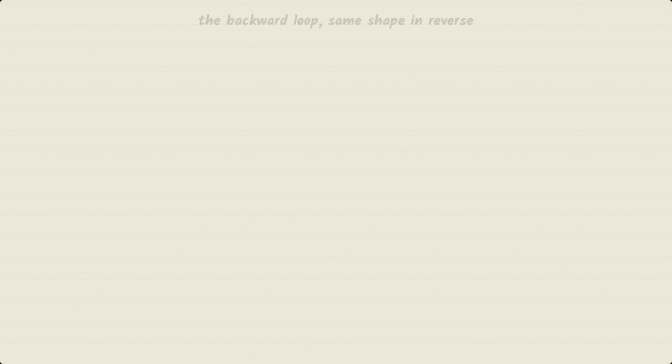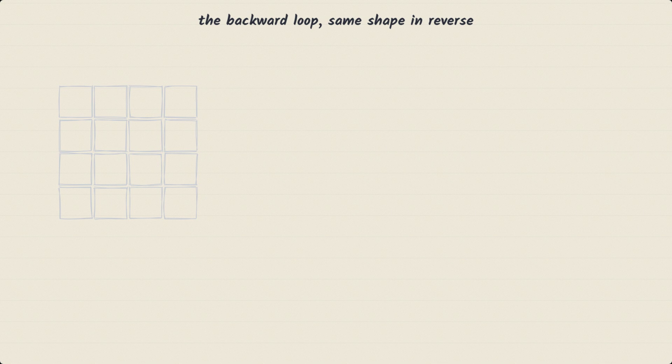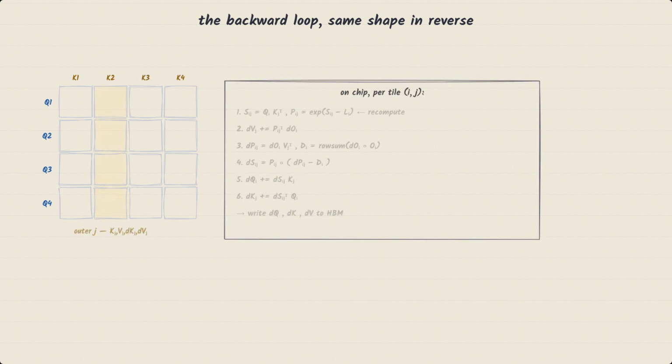And here's the backward pass as a loop, the same shape as the forward, run in reverse. Outer loop over the K and V blocks, inner loop over Q. First, recompute this tile's probabilities, the scores from Q and K, then P as the exponential of the scores minus the stored L. That one line stands in for the entire n-by-n matrix we chose not to save.